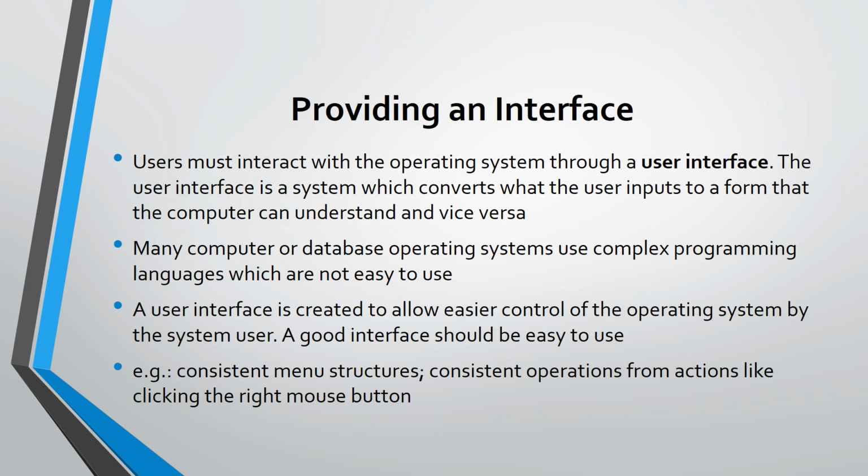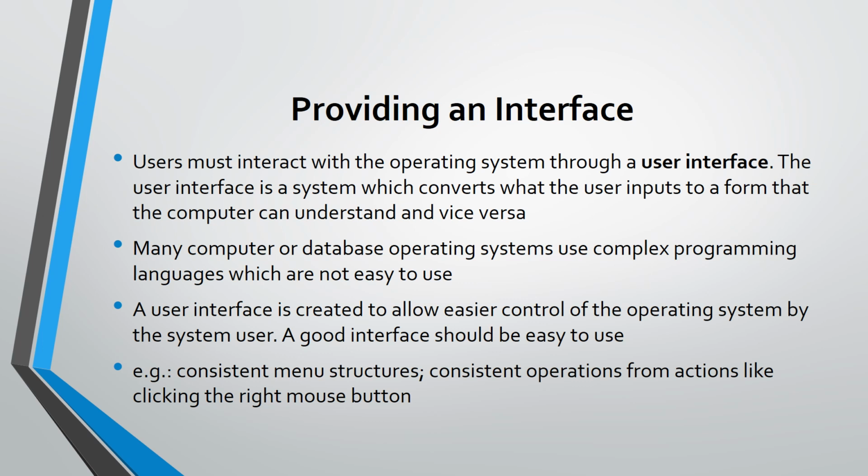Okay, that's it. So the third point is providing an interface. Interface is basically where we are acting on something, we are selecting something. Whatever we see on the system, that's interface. So the operating system is responsible for providing the interface. The user must interact with the operating system through a user interface. The user interface is a system which converts the user's inputs to a form that the computer can understand and vice versa.